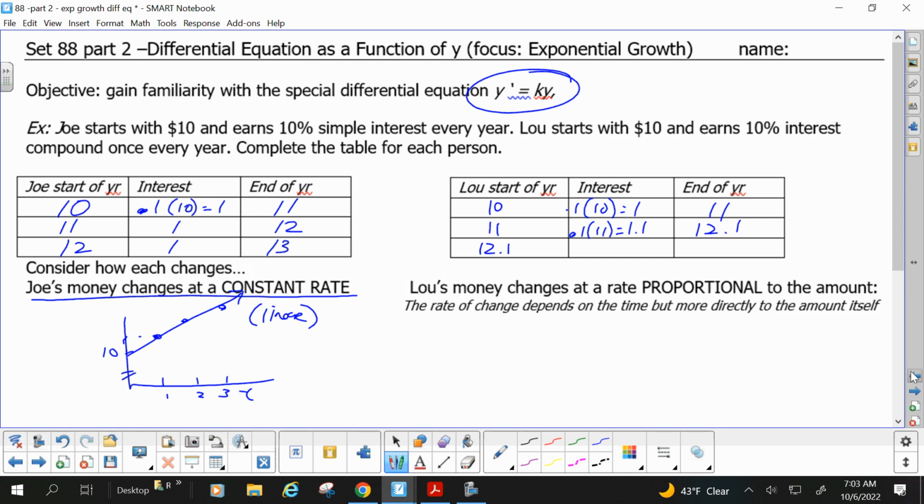Now, the amount in the account is $12.10 at the start of year 3, and 10% of 12.1 is 1.21. If I add $1.21 to the previous balance, I get $13.21. If you were to analyze that, it would tell you that you made 21 cents of interest on interest.